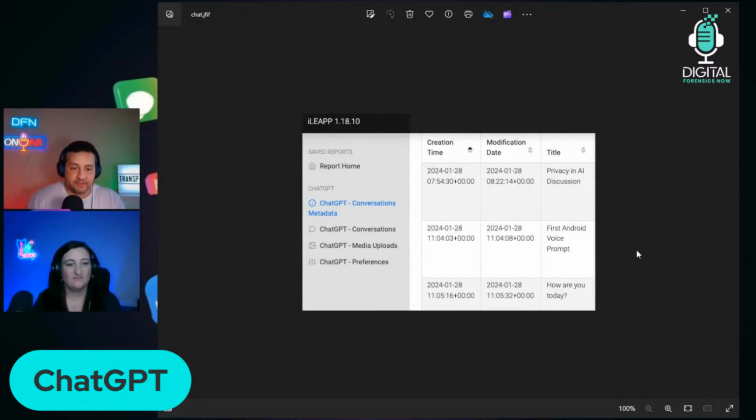And it's pretty neat. You can see the conversation that you had with ChatGPT. You can see the metadata about that conversation. If you uploaded any media, the preferences, you can see there the creation time, the modification time of that conversation, the title. So it's pretty interesting. Lately, and I'm telling you, ChatGPT is becoming a really well-used tool. I don't think any other tool supports ChatGPT parsing that I know of. You know any other? I haven't seen any at all yet.